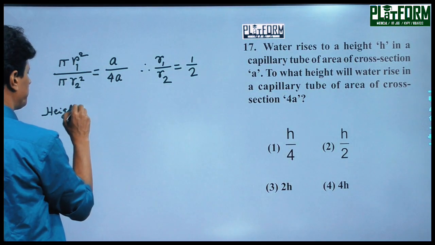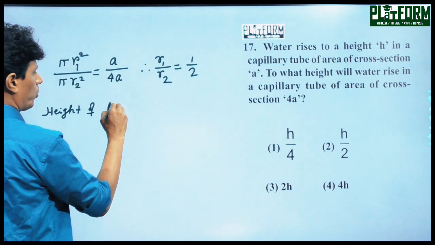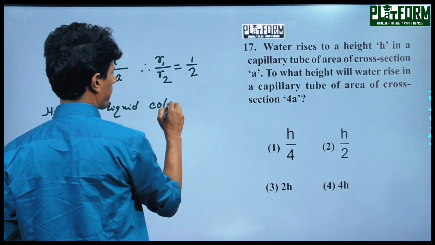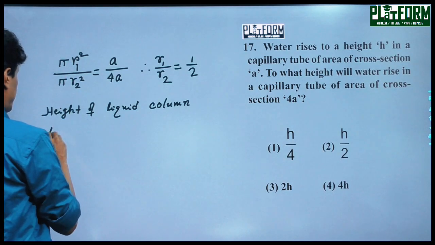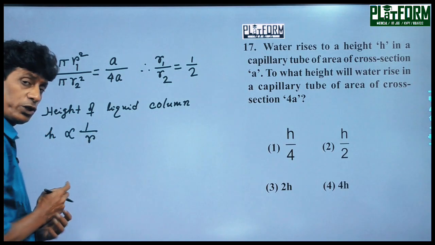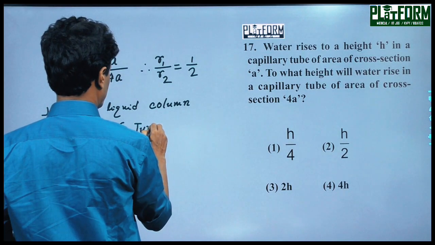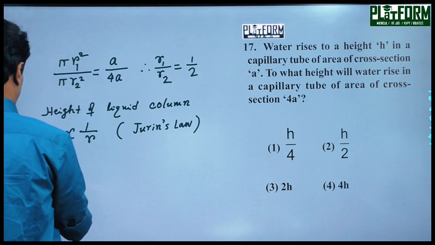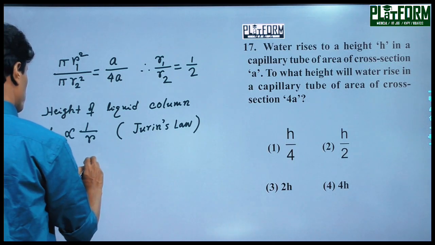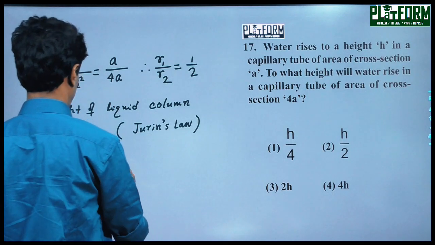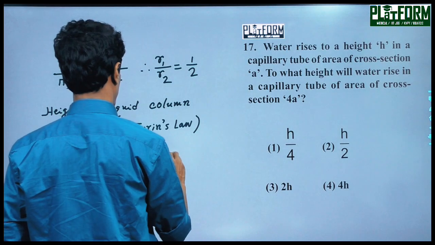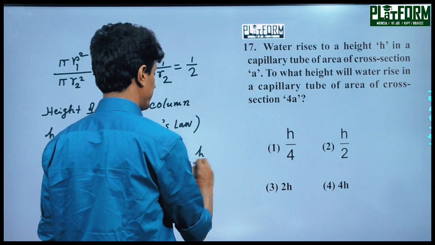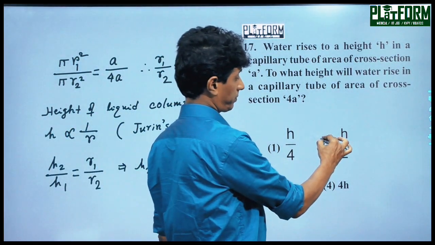In the capillary rise, the height of the liquid column h is inversely proportional to the radius of the tube as per Jurin's law. So h2 by h1 is equal to r1 by r2, and h2 is equal to h1 by 2. The given h1 in the problem is h, so the right option here is h by 2. Correct option is 2.